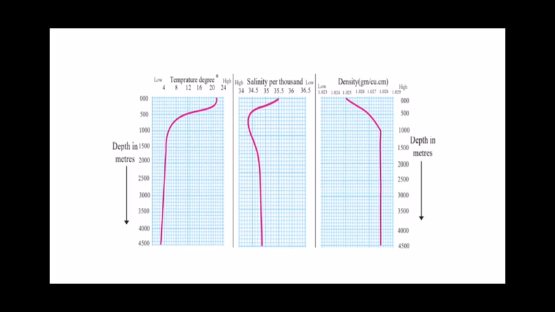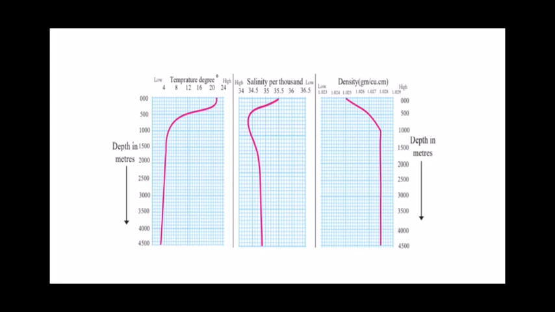Next question, after what depth does the change in these factors become almost zero? As I told you during the explanation, after 1000 meters depth, there is no change. It is in a straight line. You can see there is no change in the temperature, nor in salinity, and not even in the density. So all these three factors are not changing after the depth of 1000 meters.